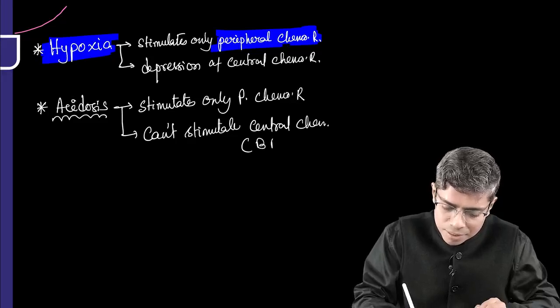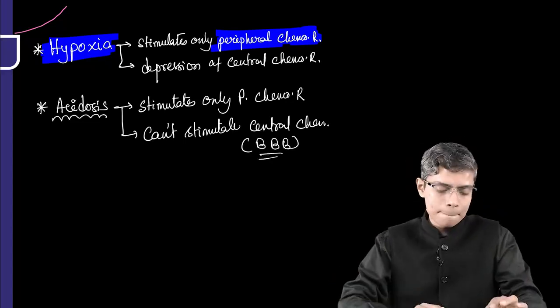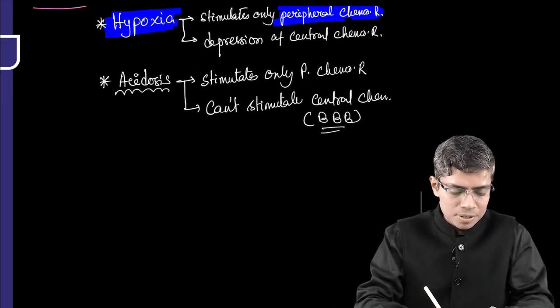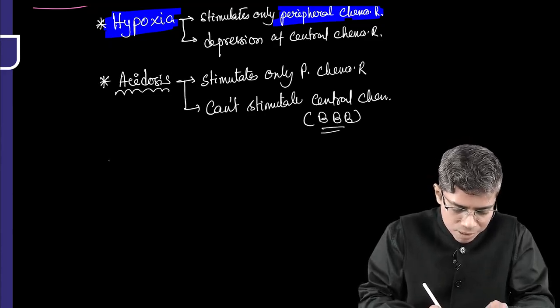Why? Because of the presence of the blood brain barrier. Right? Now you look at the third stimulus for peripheral chemoreceptor. What was the third stimulus? The third stimulus for peripheral chemoreceptor was hypercapnia.